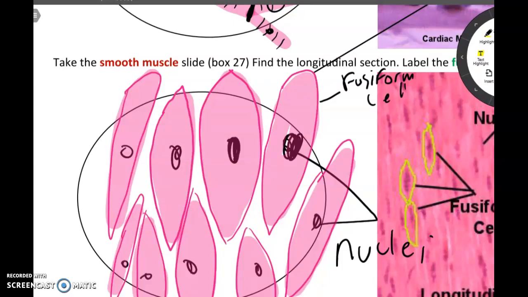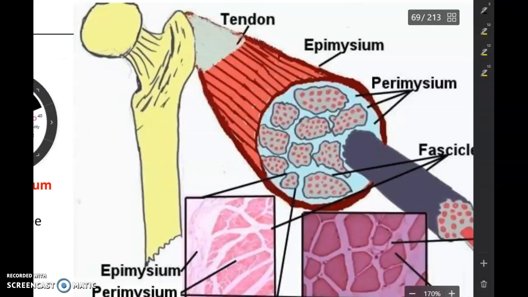That is all. Now we're going to look at the sarcomere under histology, and we are going to look at the connective tissue elements. Do you recognize this bone? It is the femur. And what we have is a tendon. Tendons are going to attach muscle to bone.